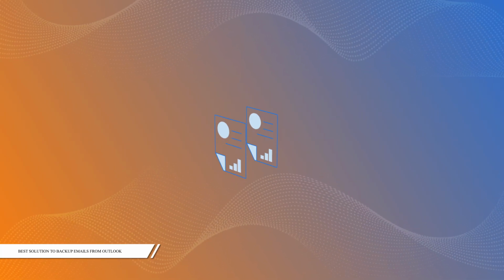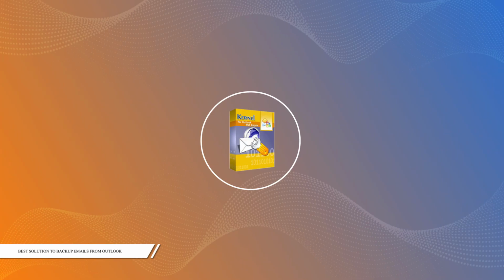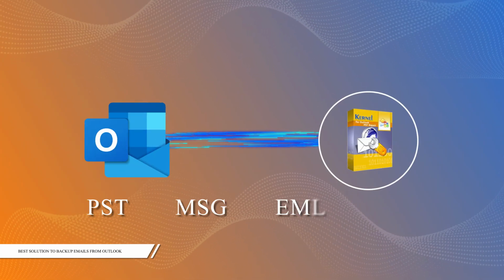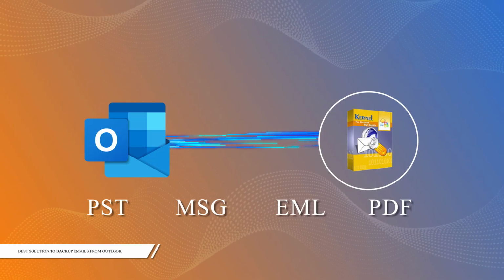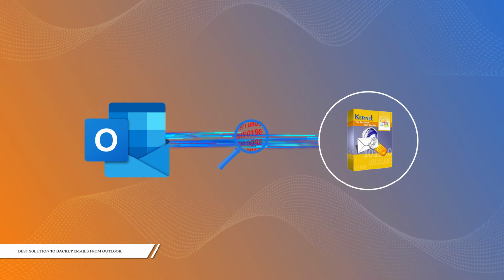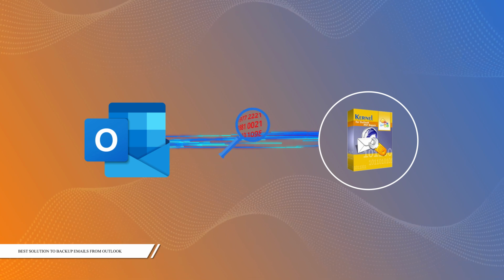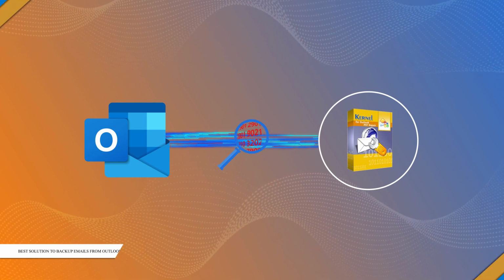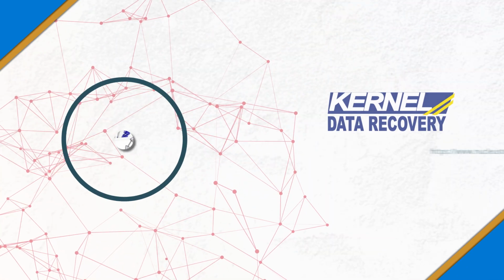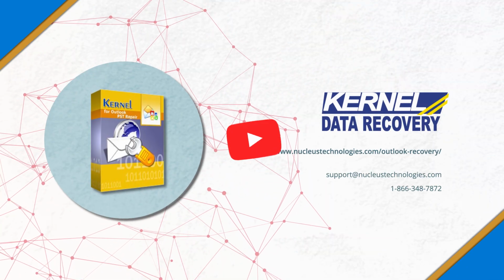To avoid such complications, we recommend the Kernel Outlook Recovery Tool. This software is known for its efficiency in recovering and saving data from Outlook mailboxes to PST, MSG, EML, PDF, and other file formats. It includes data filters to help you back up selective data, retaining data integrity and hierarchy with 100% accuracy. To get more information on the software, visit the web page mentioned below.